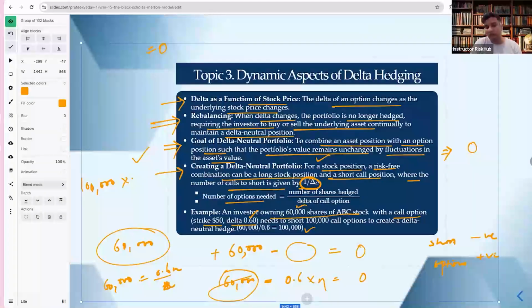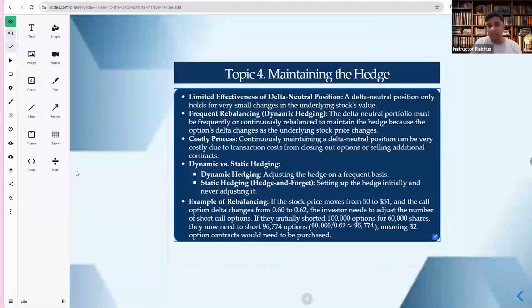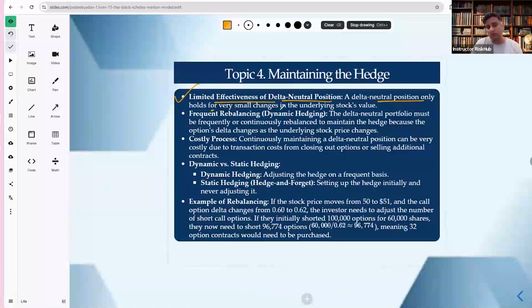Maintaining the hedge, that's the point. You have to always maintain the hedge. Regarding the limited effectiveness of a delta neutral position, basically it only holds for very small changes. It's like duration, you can't rely on it much. It holds for very small changes. When it's a massive change, then gamma comes into the picture.